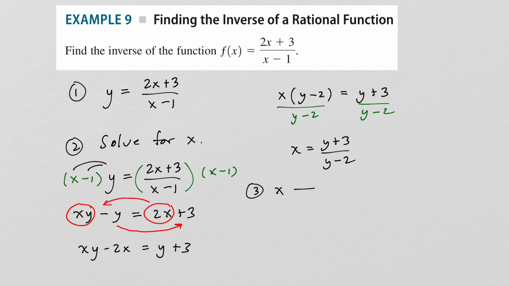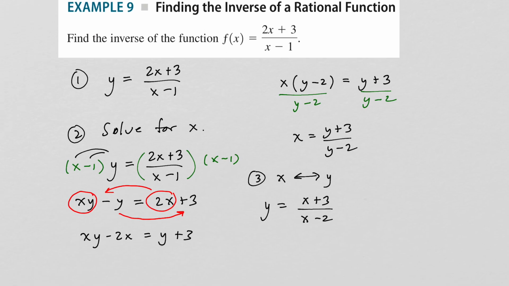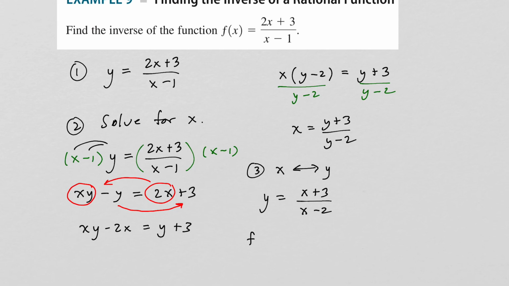Last step, we're going to interchange x and y. So we get y equals x plus 3 over x minus 2. And my final step is now I'm just going to rename this function f inverse of x.